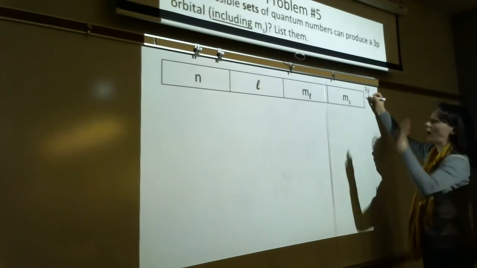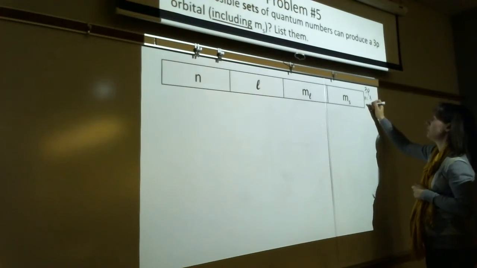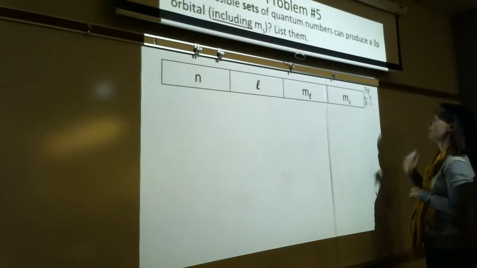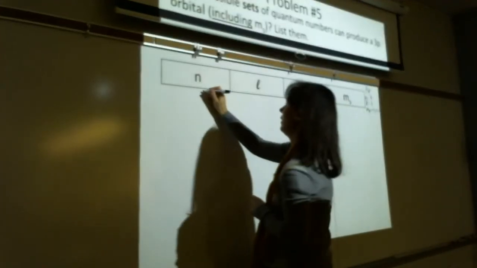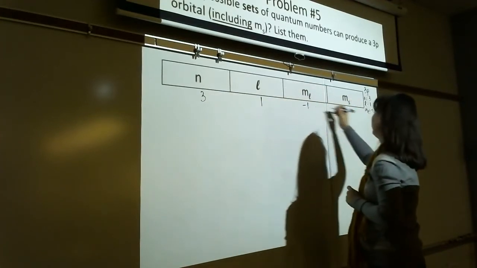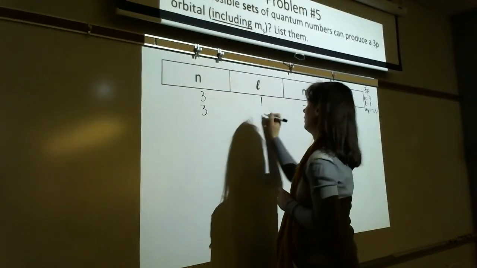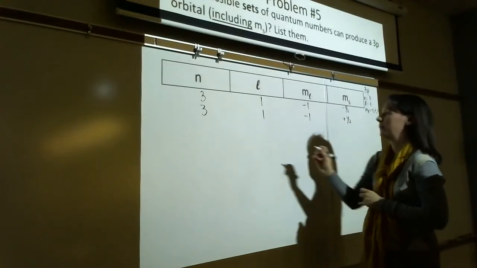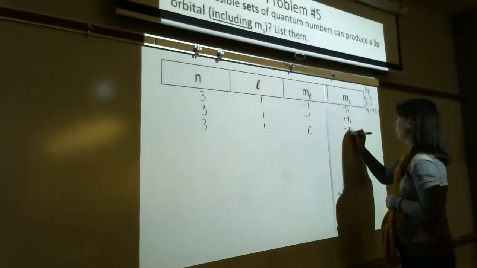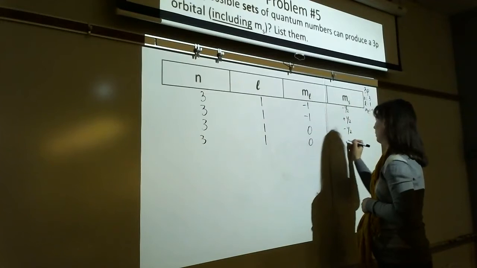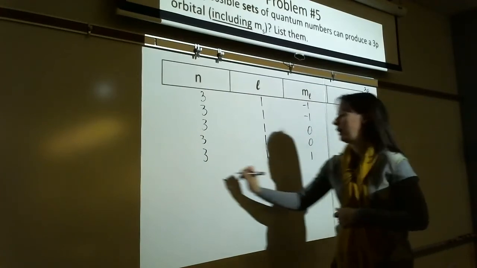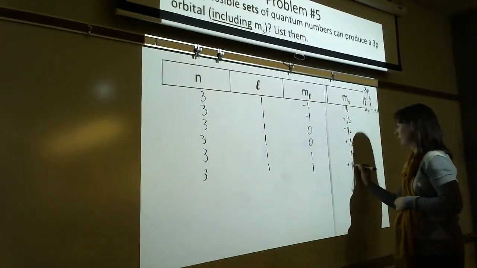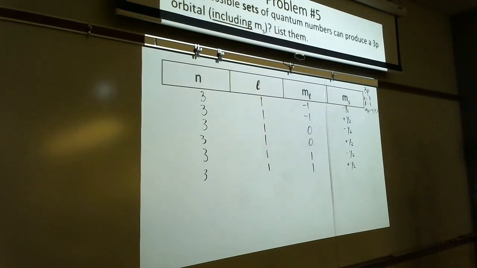If it's 3p, what is n for all of the sets going to be? 3. And if it's a p orbital, what's l going to be for all the sets? 1, right? And so what is m_l? -1, 0, and +1, right? And now we have to include m_s this time. So here we go. We've got 3, 1, -1. Let's just do -1/2 first. 3, 1, -1, -1/2. Right? 3, 1, 0, -1/2. 3, 1, 0, +1/2. 3, 1, 1, -1/2. And 3, 1, 1, +1/2. Do we agree? Starting to get a feel for this?